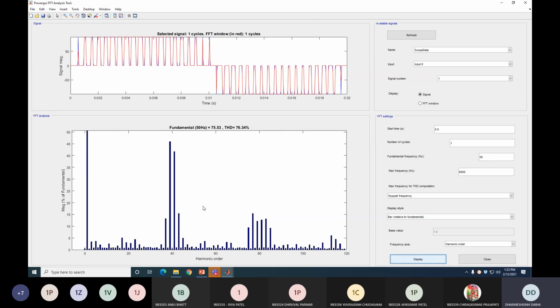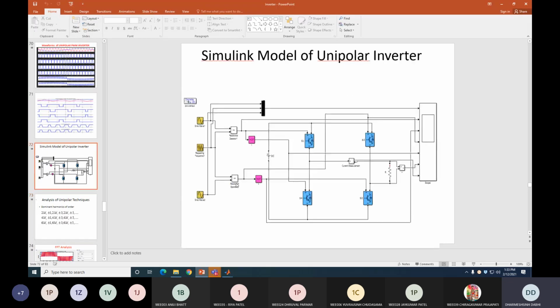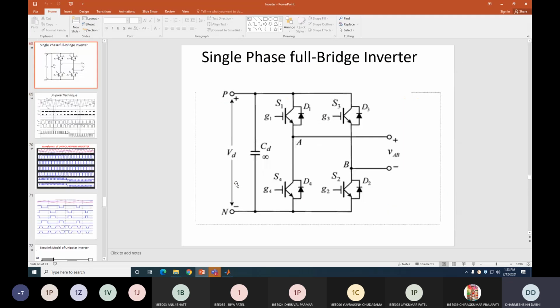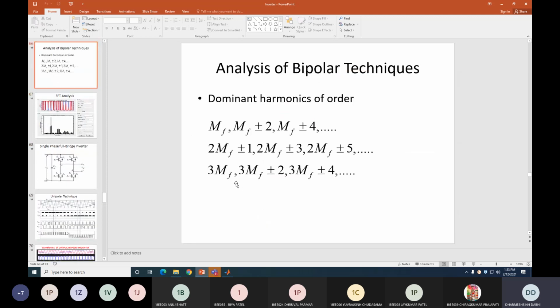Yes, anyone? In bipolar, filter size is less. In bipolar, filter size is less. Why? Can you justify your answer? What is the dominant harmonic in the bipolar case with the same frequency of carrier signal? What are the dominant harmonics? MF and MF plus minus 2.